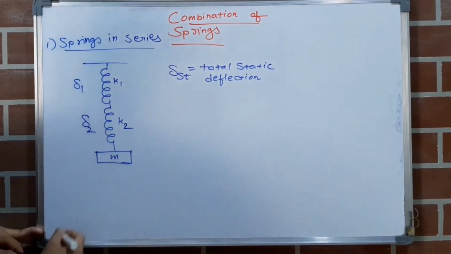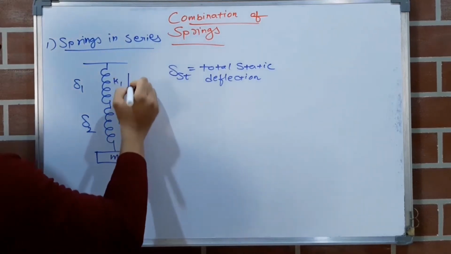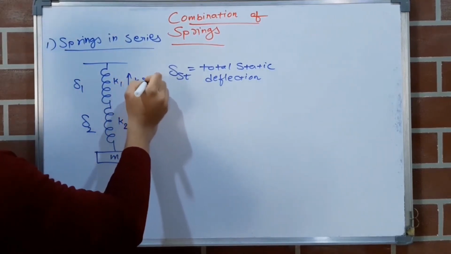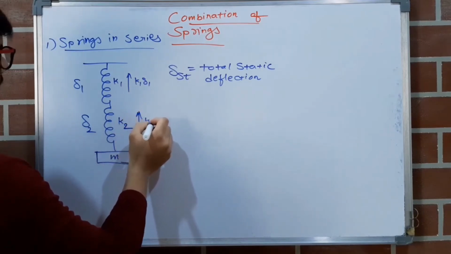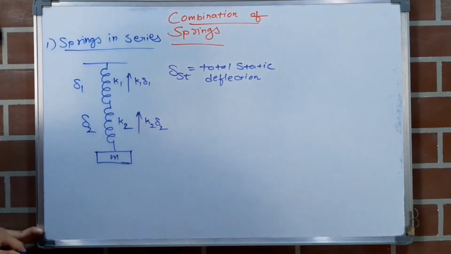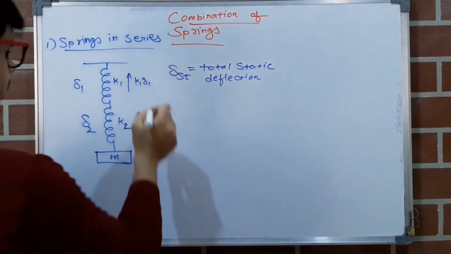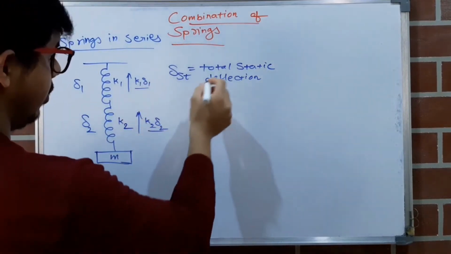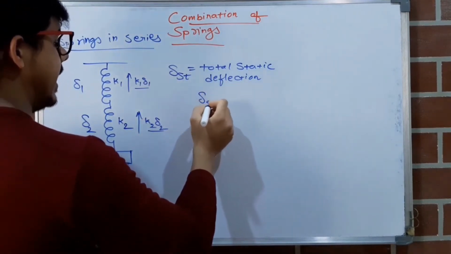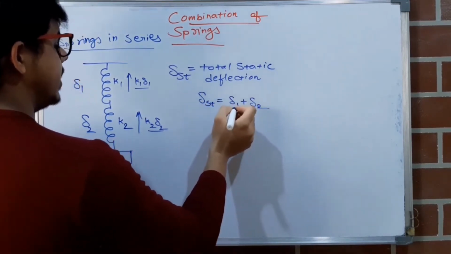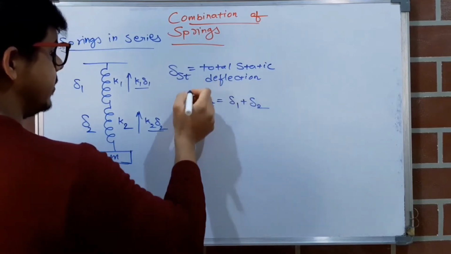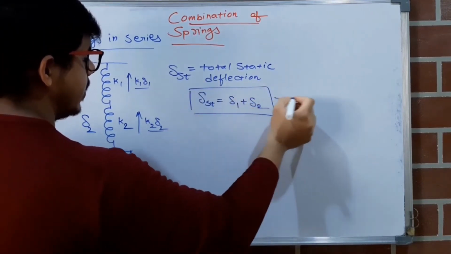Due to these initial deflections, there will be a restoring force, that is K1 into delta 1 in spring 1 and K2 into delta 2 in spring 2. These are the forces. Now the total static deflection will be delta St equals delta 1 plus delta 2, that is deflection in spring 1 plus deflection in spring 2. We will mark this as equation number 1.